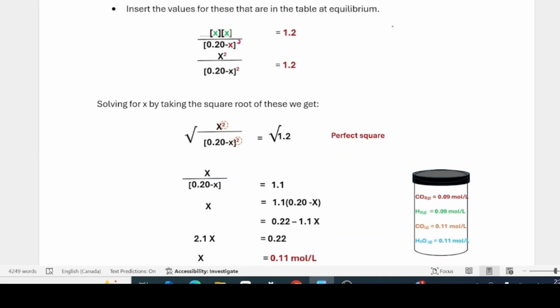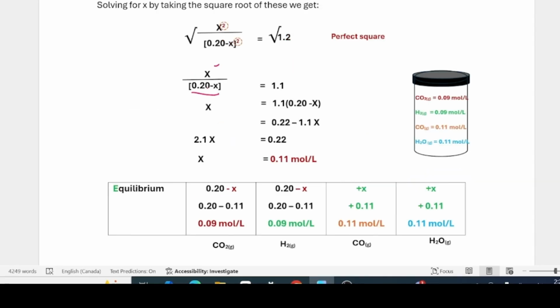To solve for x, because you're having a perfect square, if we take the root of that and the root of this, we'll end up with x divided by 0.2 minus x. So we take this term across there, we'll have x remaining here, and of course this is going to multiply everything there comes across. That's why you end up with that here. This is 1.1x. When you take this across, because of this negative sign, it becomes positive. So you're going to have 2.1x is equal to that. And x will be equal to 0.11 mole per liter.